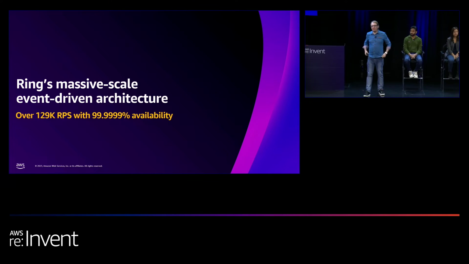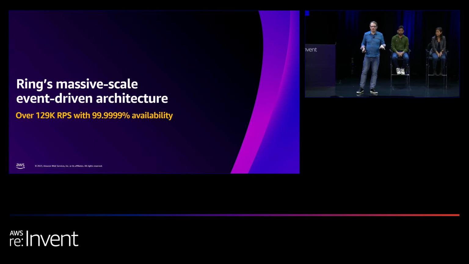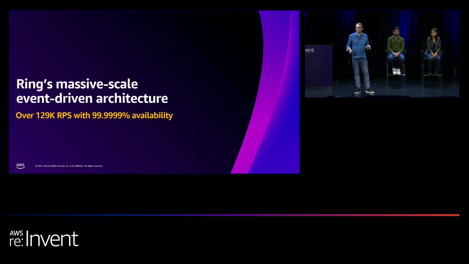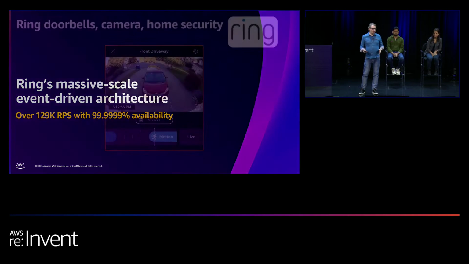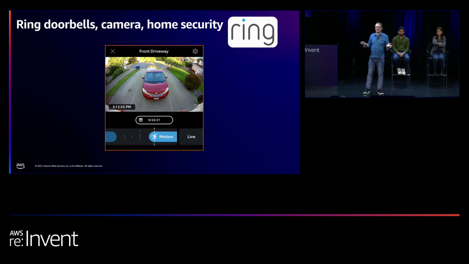And Ring built a massively scalable, event-driven architecture that could achieve 6 nines of availability while serving about 130,000 requests per second. So before I dive into what it looks like, I gotta make sure everybody knows what Ring is.